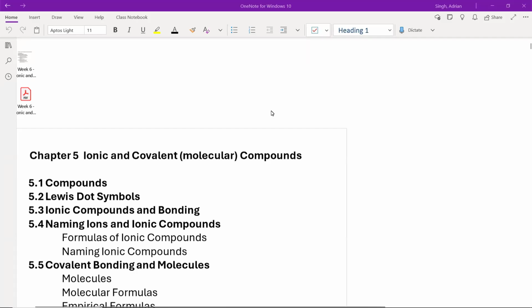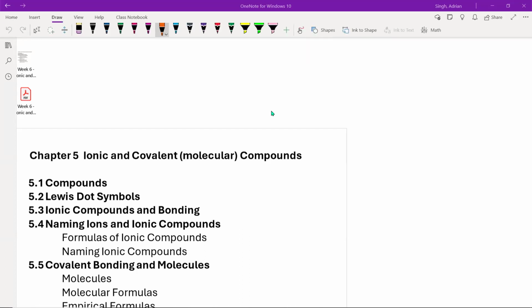Okay, so in this section, we are going to start talking about the two main types of compounds that we're going to encounter in our class, which are ionic compounds. We're also going to be looking at another category called covalent compounds, which are sometimes referred to as molecular compounds because these types of compounds exist as molecules.